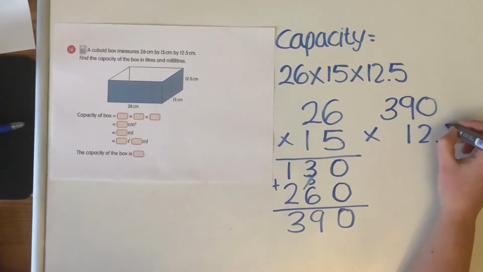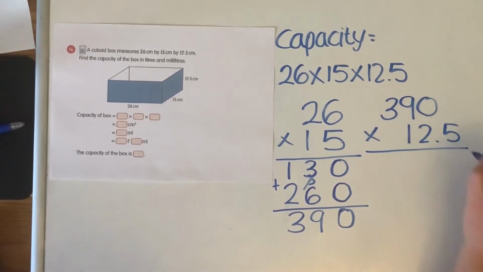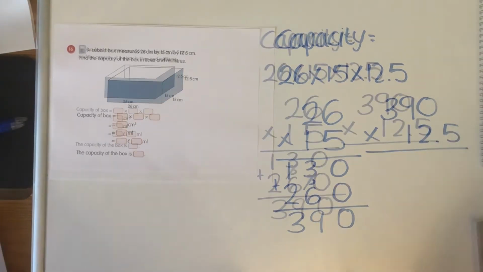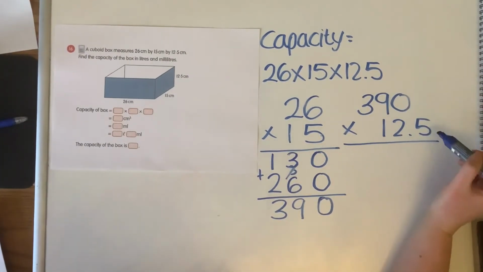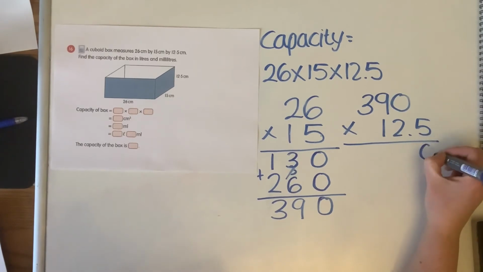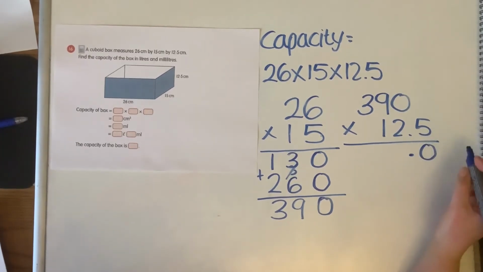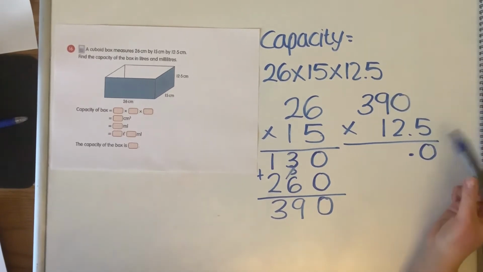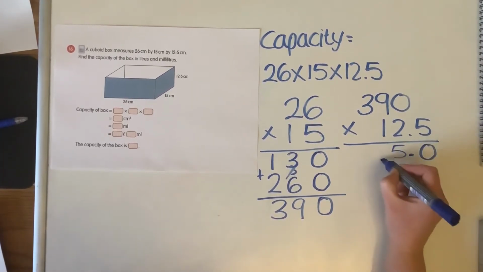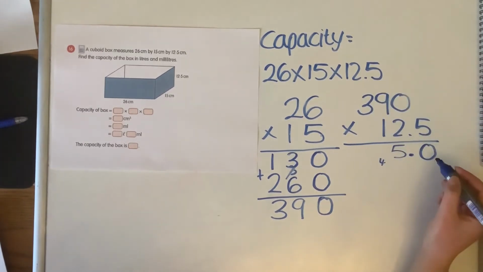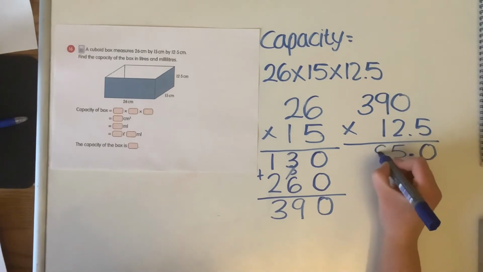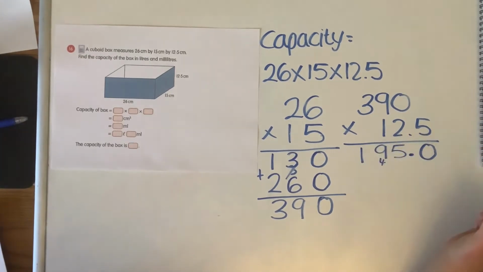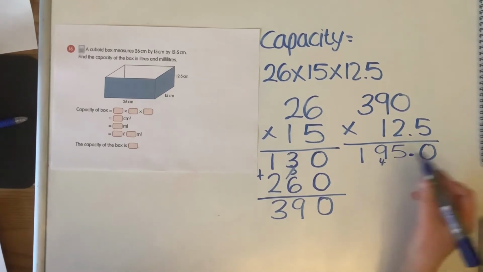Multiplied by 12.5, making sure that I align my digits accurately. Okay, I need to make sure I've got that point there. So starting off with my 0.5 here. 0 times my 5 is 0, and then put in my decimal point. Then 9 times 5 is 45, and 3 times 5 is 15. Add on my regrouped 4 is 19. So then I get 195.